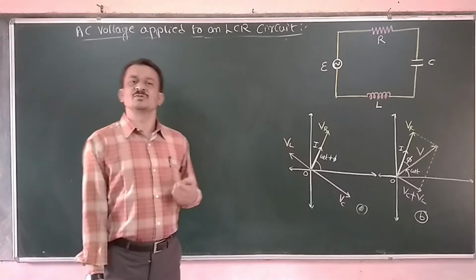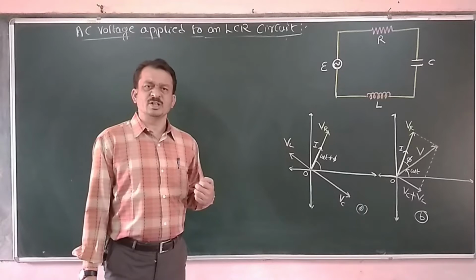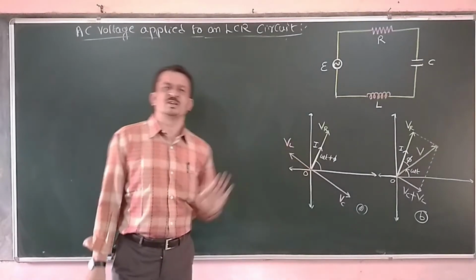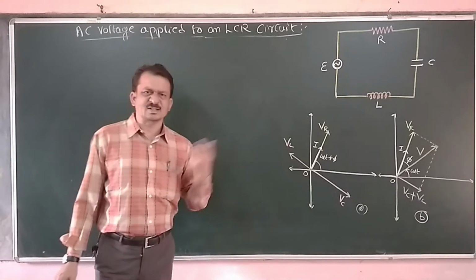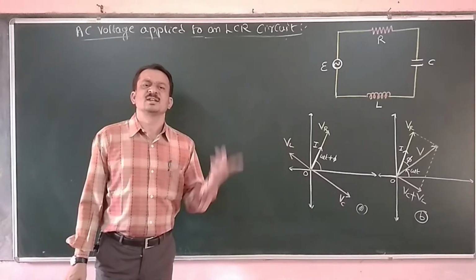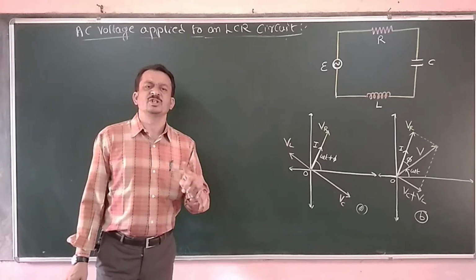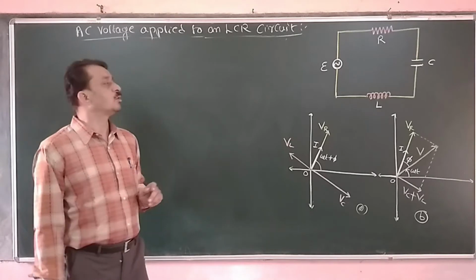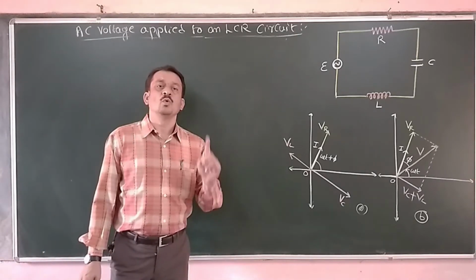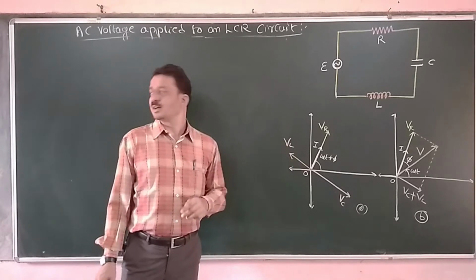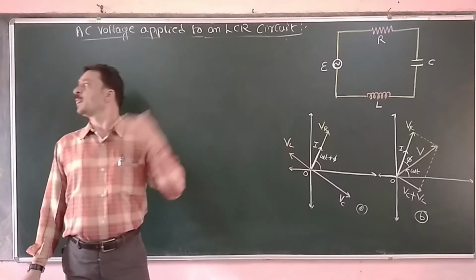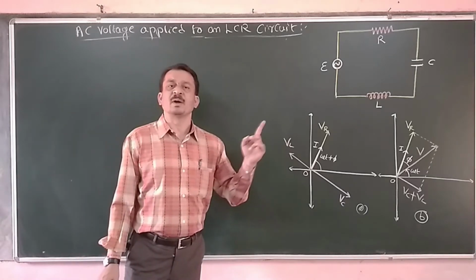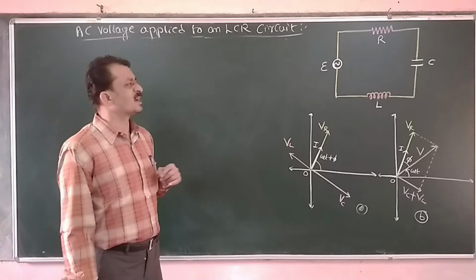In the previous classes we have studied AC voltage applied across independent components, that is across the resistor, the inductor, and the capacitor. Across the resistor, the voltage and the current are in phase; the phase angle is 0. Across the inductor, voltage leads the current by 90 degrees, that is pi by 2 or 1/4 of a cycle.